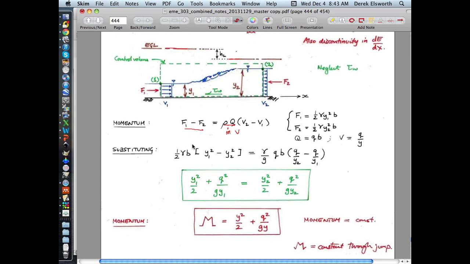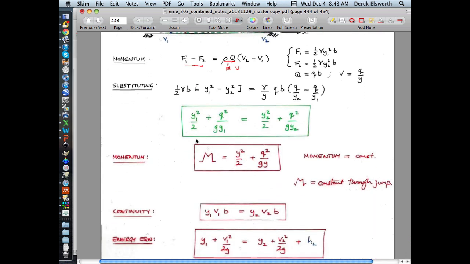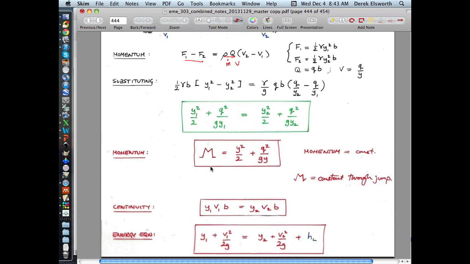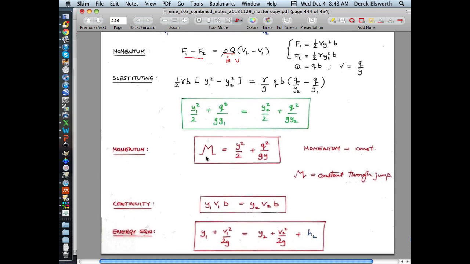But what we get out of it is, if we use the momentum equation, we end up with a new term, which is a bit like the energy term, right? Remember, we had energy as equal to two parameters, one of which represented the pressure term, and one of which represented the v squared over 2g term. Well, in the momentum equation, we also get two factors, which represent the pressure term and the velocity squared term. But they're written in terms of the flow rate per unit width.